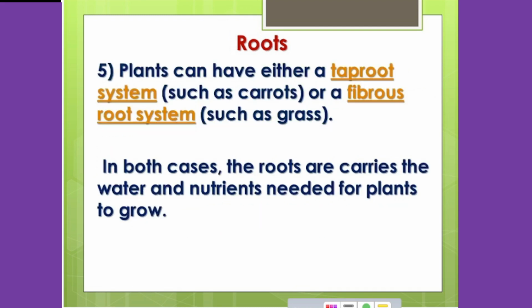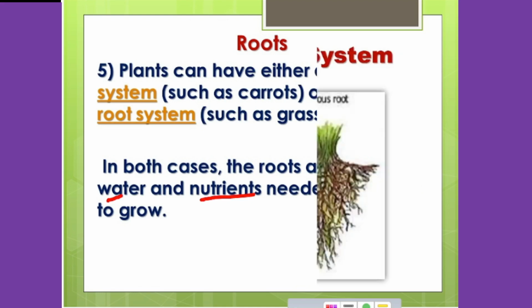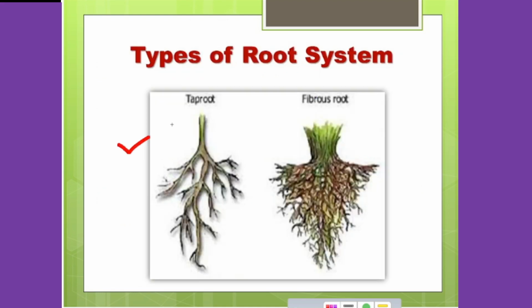So my dear students, plants can have different types of roots, that is either taproot or fibrous root. In both cases, the roots carry water and nutrients needed for the plants. There are two different types of roots. First one, that is taproot, and second type of root, that is the fibrous root. So the types of root are two, taproot and fibrous root.